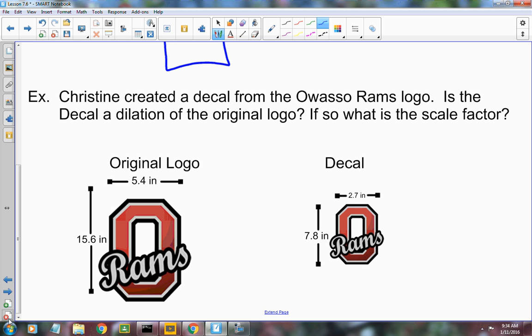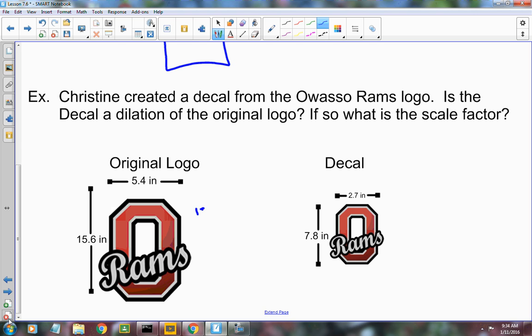Christine created a decal from the Owasso Rams logo. Is the decal a dilation of the original logo? If so, what is the scale factor? Okay, so what do we have to look at to determine if it truly is a dilation? What has to be true about these dimensions? They have to have the same scale factor, right? They have to be proportional, right? Just like if you look to see if something is proportional. So how would I test that? What would I compare? Side to side, width to width, or height to height, width to width, okay?